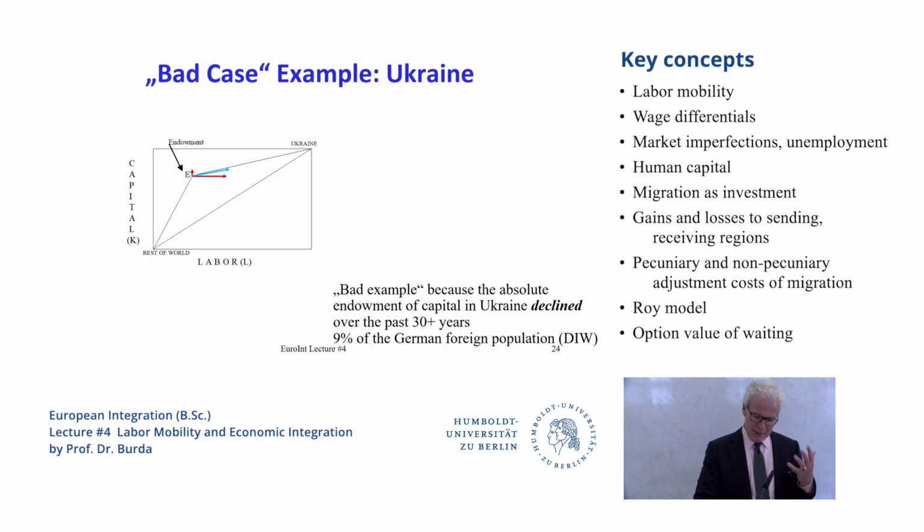And I just learned this yesterday. The Ukrainian population in Germany is 9% of the entire foreign population in this country. So this is a huge movement. This is not just a function of the war. This is like a cumulative process, moving along that arrow for a long, long time.